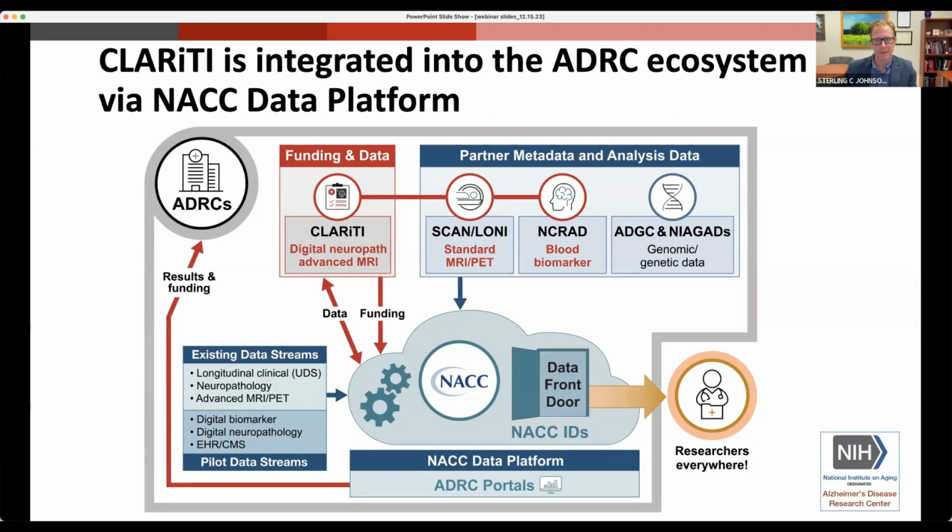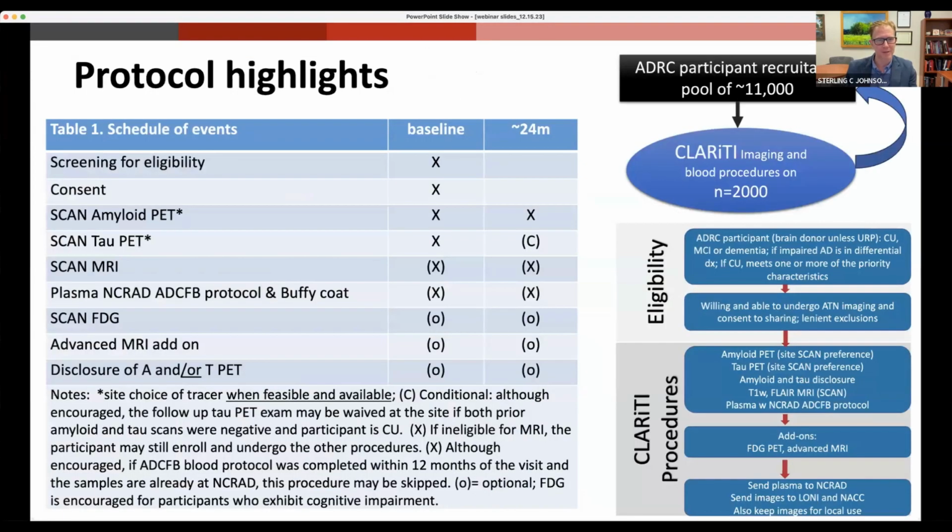We'll be integrating with NECRAD through the blood that we're collecting, which will be leveraged with the existing blood that's there and the infrastructure there to do these assays. And while we're not planning on doing genetics per se, the blood will enable genetics on anybody who hasn't had that done, and that'll be available too. And all of these will be available to researchers everywhere through the NAC front door. And a big thank you to NAC for enabling all of this.